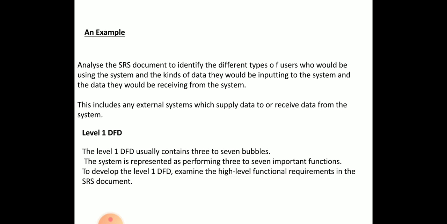Level 1 DFD usually contains between 3 to 7 bubbles. Thus the system is represented as performing 3 to 7 important functions. So the most important 3 to 7 functions are represented using the level 1 DFD.